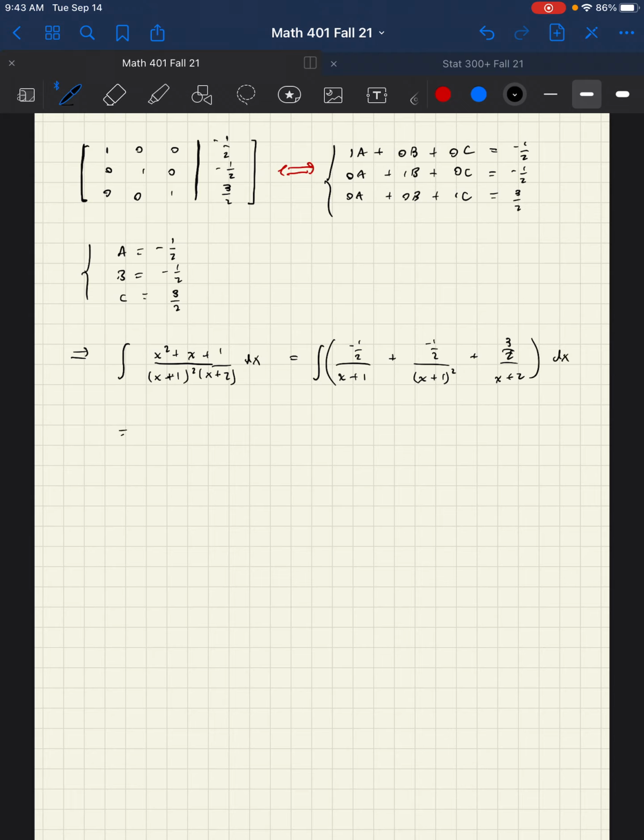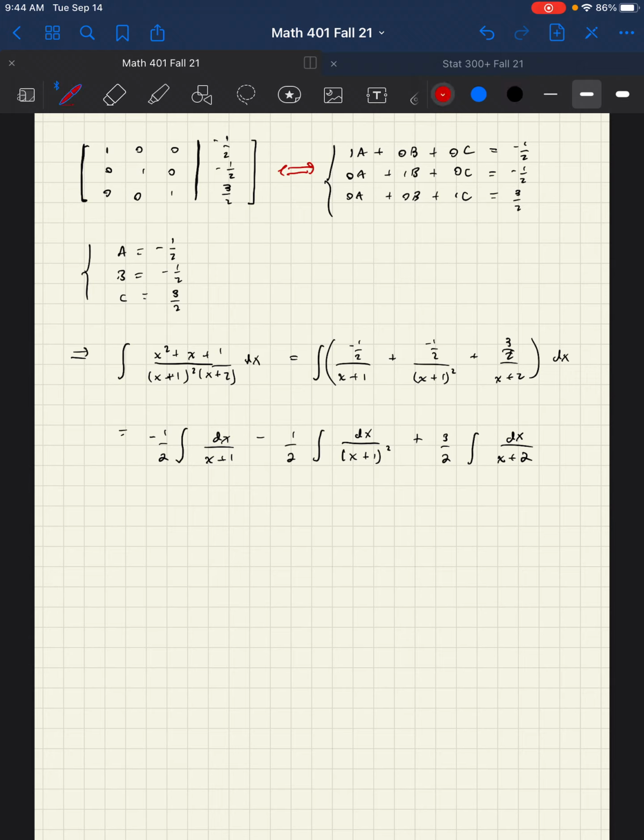Okay, so let's split that up into the three separate integrals that we get, and we're going to pull the coefficients in front. So -1/2 integral of dx over x plus 1, minus 1/2 integral of dx over x plus 1 squared, plus 3/2 integral of dx over x plus 2.